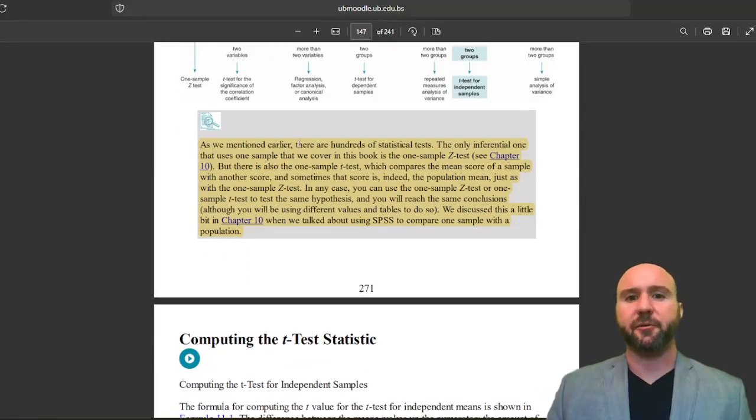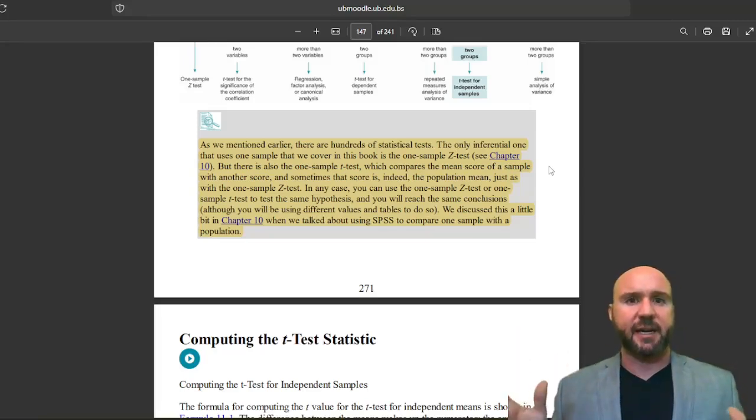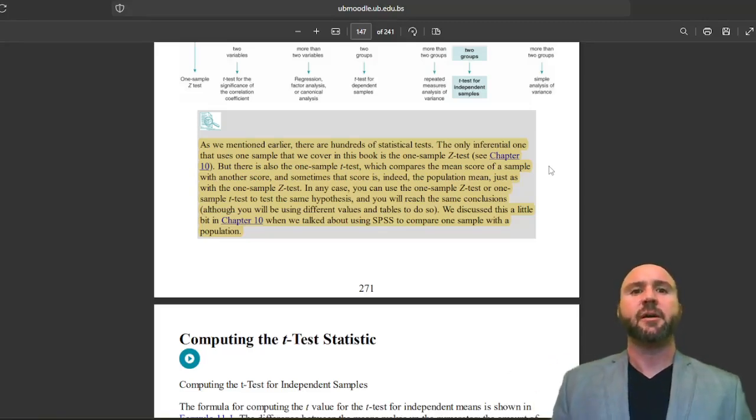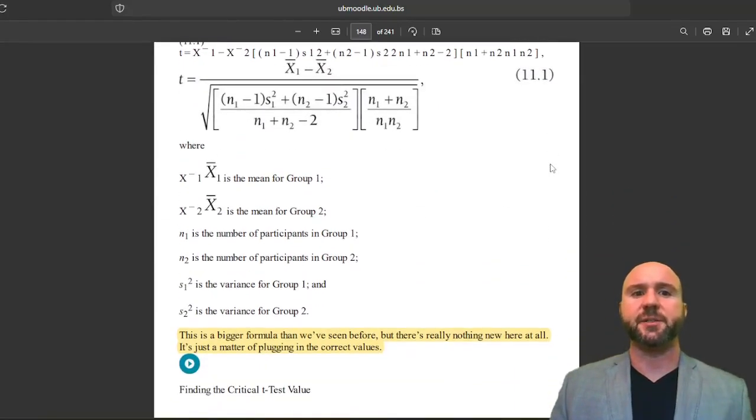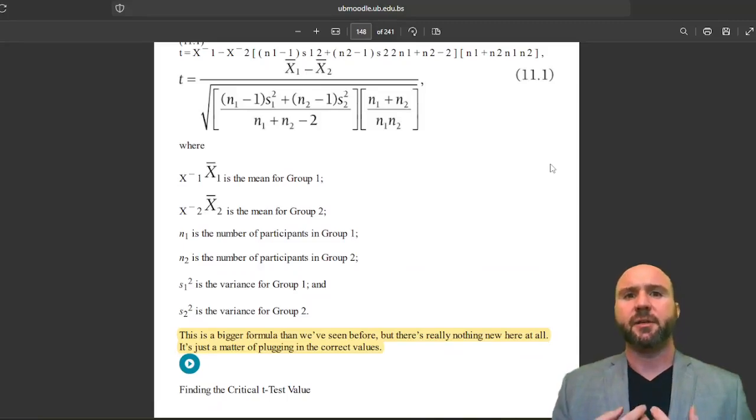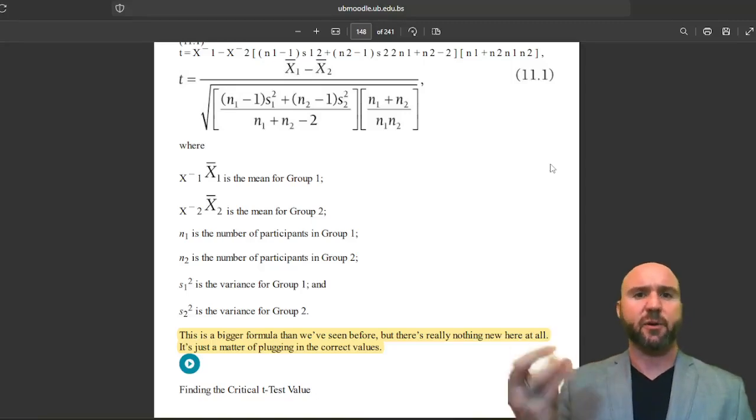Okay, so as we mentioned earlier, there are 100 statistical tests. The only one-sample inferential test that we cover in this book is the one-sample z-test. I just want to mention this because there are many, many different types of tests that we're not talking about in this course. My job in this course is simply to introduce you to the fundamental or foundational concepts in statistical research or statistical analysis. So do keep that in mind. Another thing that I want to do in this course is introduce you to the symbols and the notation that would be used in statistical and scientific analysis for the quantitative side of inquiry.